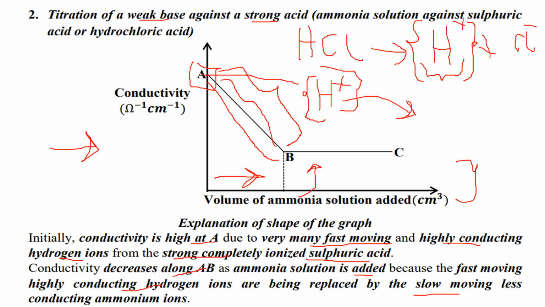Now let's look at the reason for the conductivity after the endpoint. This is your endpoint where we had the turning point. And you say that at the endpoint, that means that all the hydrogen ions were neutralized from the acid, or all the acid was neutralized. So after the endpoint, you are adding excess of your ammonia solution. Now let's look at the reason for that.